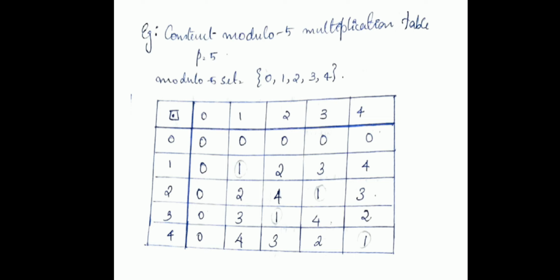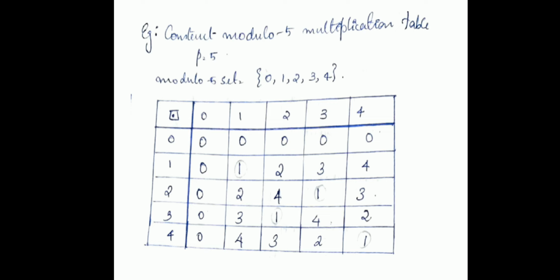So 1 into 1, that is less than 5, so 1 is the remainder. 1 into 2, 2 is the remainder. 1 into 3, 3 is the remainder. 1 into 4, 4 is the remainder. And 2 into 1, 2 is the remainder. 2 into 2, 4 is the remainder. 2 into 3, 6, that is greater than 5. Then the remainder is 6 minus 5, that is 1. 2 into 4, 8, 8 minus 5 is 3.